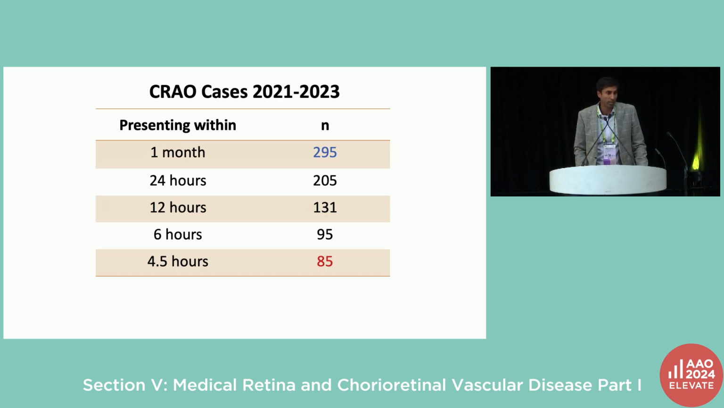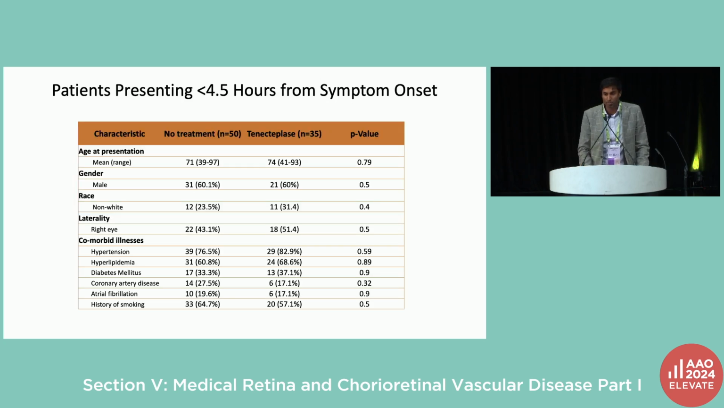For 2021 and 2023, we had 295 cases who presented within a month. 85 of those cases came in within 4.5 hours. Because the cameras rolled out sequentially, and because there are certain patients who are not candidates for thrombolysis, 50 of them did not get treatment and 35 did. As you can see, the groups are relatively comparable, whether age, gender, race, or comorbidities.